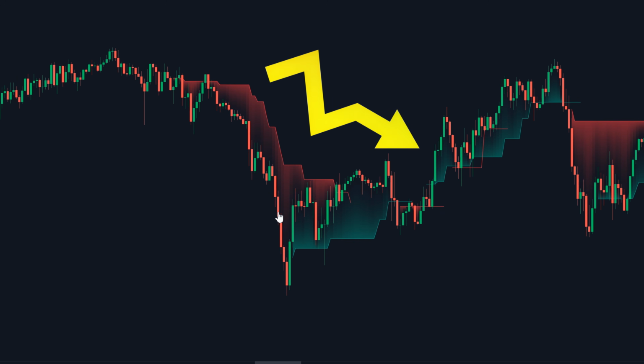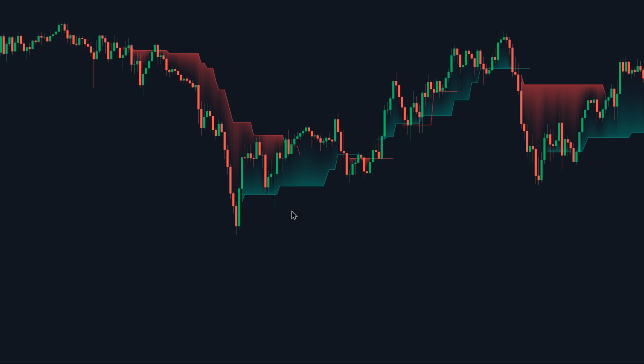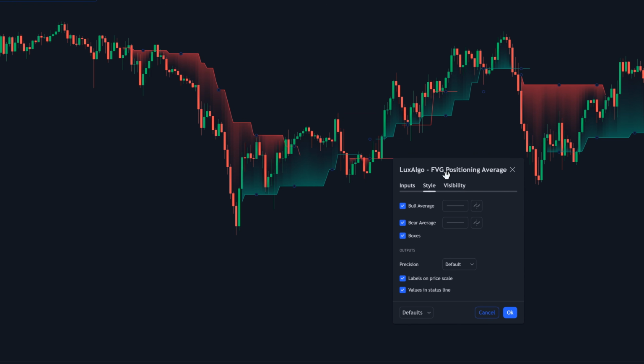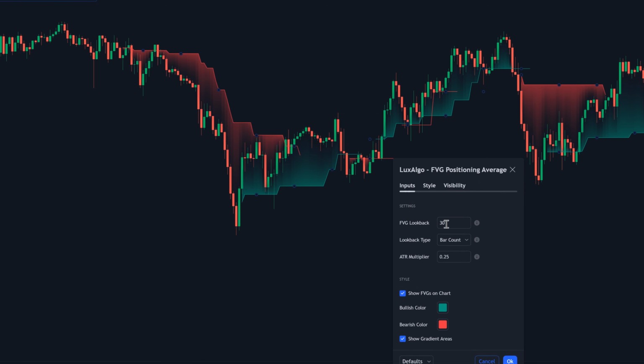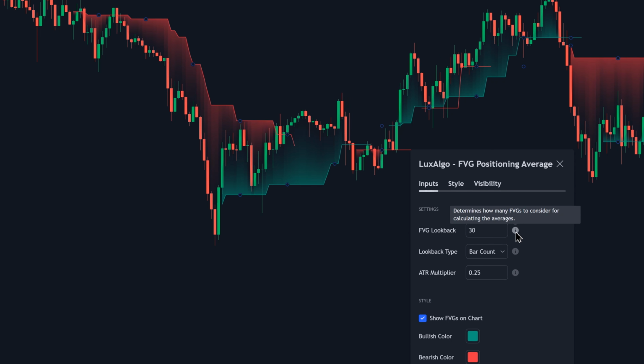Now, if we go back to the settings, we can see that we can change the FVG lookback length. This determines the number of FVGs to consider for calculating the averages, hence the trend of the market. We have the lookback type. This includes the bar count, which uses any FVGs within the given number of candles that you put. And then we have the FVG count. This uses only the number of FVGs that you put.